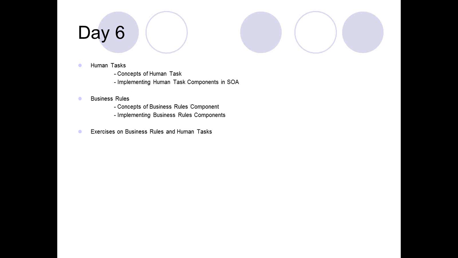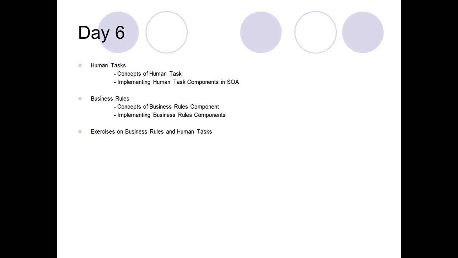Then we will talk about what human tasks and business rules are. Human tasks are for when you have some activities where you need human intervention. I can give you an example: I apply for leave and it goes to my manager for approval. So here, as part of the business process, I need some type of human intervention. If this is there in your business processes, how do you tackle it? We will use human tasks to do that.